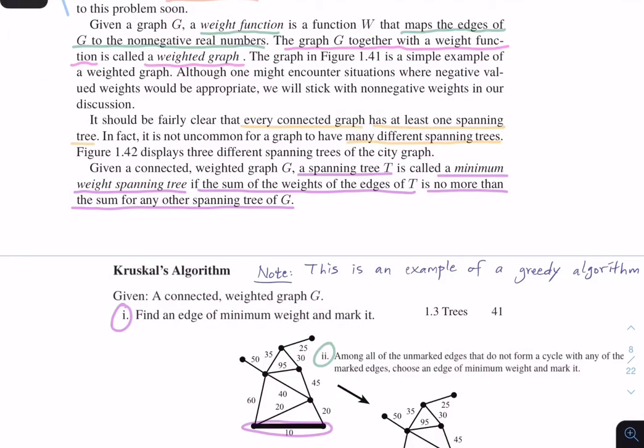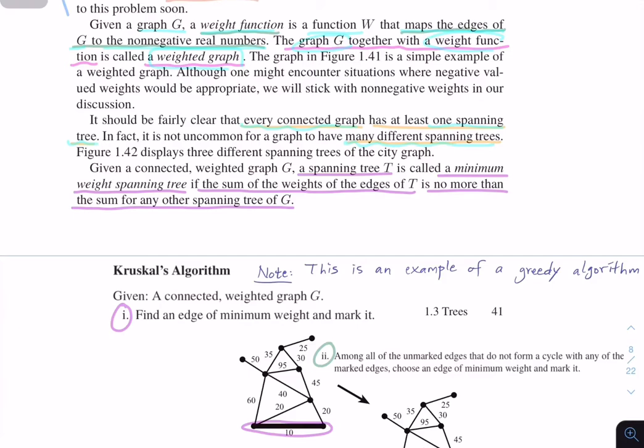Given a graph G, a weight function is a function that maps the edges of G to the set of non-negative real numbers. The graph G together with a weight function is called a weighted graph. Every connected graph has at least one spanning tree. In fact, normally a graph has many different spanning trees.